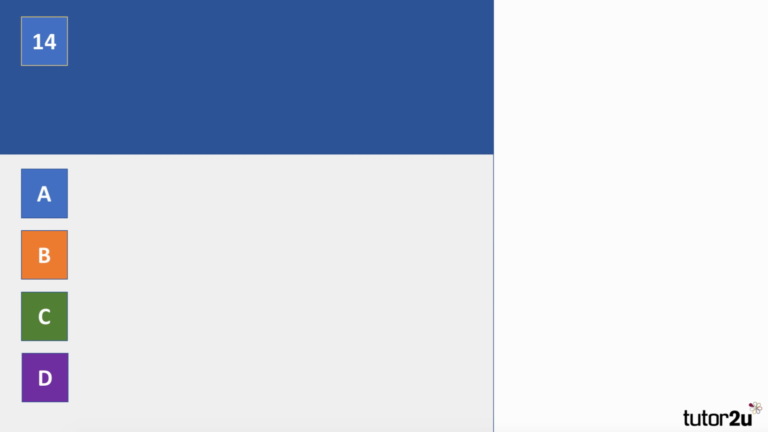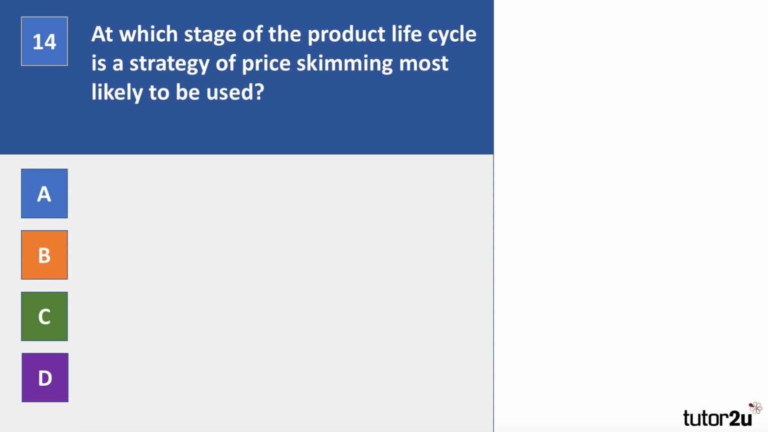2 more questions to go, almost there. Question 14 now. At which stage of the product life cycle is a strategy of price skimming most likely to be used? For options there, again, pause the video, make your choice.